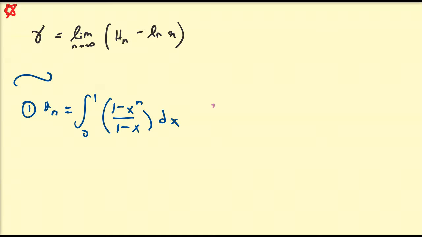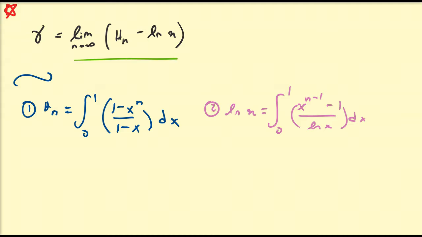The second identity that you should be aware of is that the natural log of n can be represented by the integral from 0 to 1 of (x to the n minus 1) divided by the natural log of x dx. And you can use Feynman's method to evaluate this result. So let's see if we can gather these two things together with its definition to generate a very simple integral representation for the Euler Mascheroni constant.